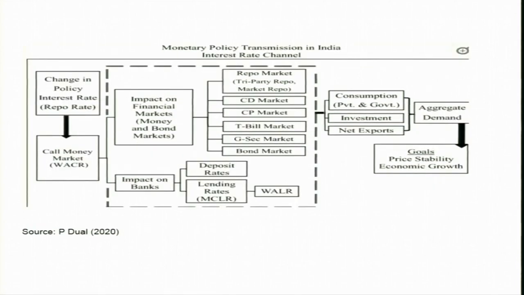And another channel, especially coming to the Indian scenario, is the monetary policy transmission channel that we can outline. Suppose there is a change in the policy interest rate, say the repo rate declines. Then you can see that the weighted average call rate declines, and this will have an impact on the banking system and also on the other money markets. Then this will affect all these variables as well as these rates. Then this will affect consumption, investment and net exports, then affect aggregate demand, and finally this affects the final goals, price stability and economic growth.